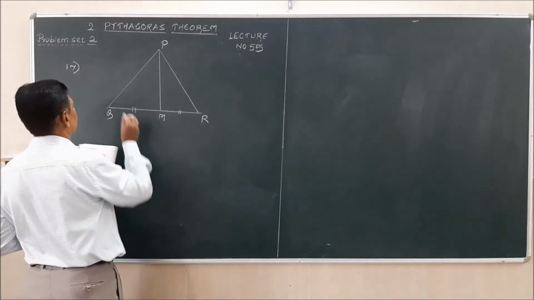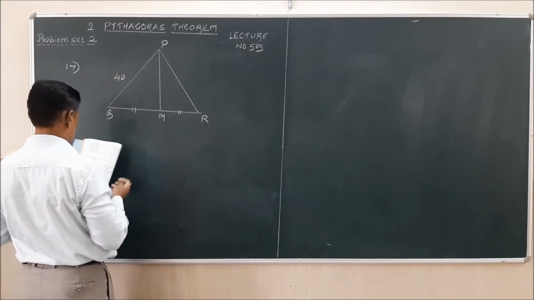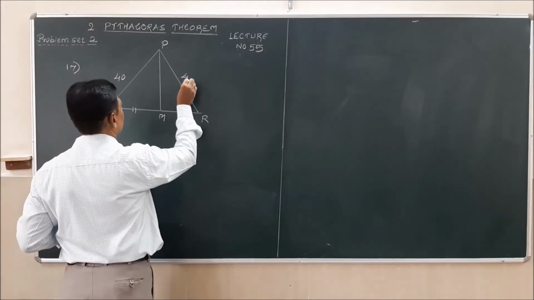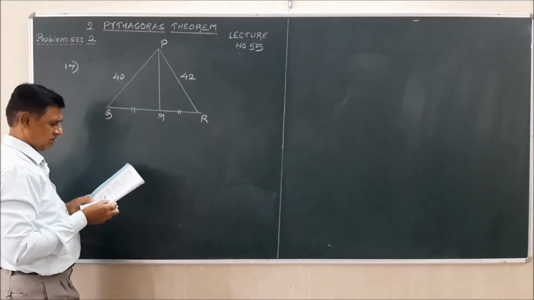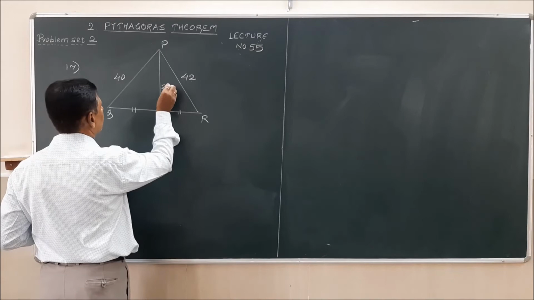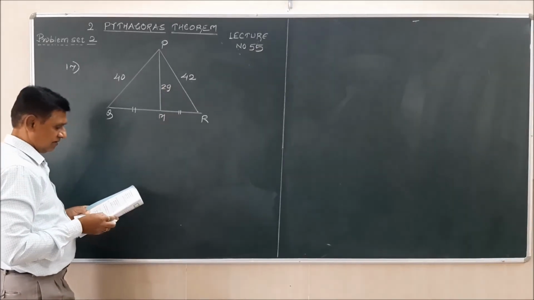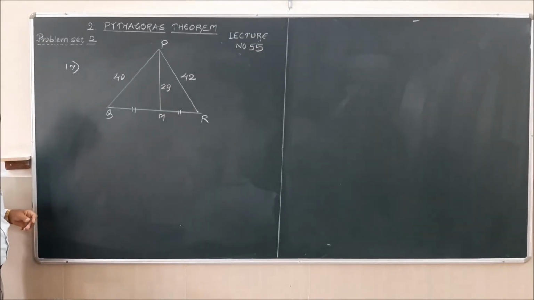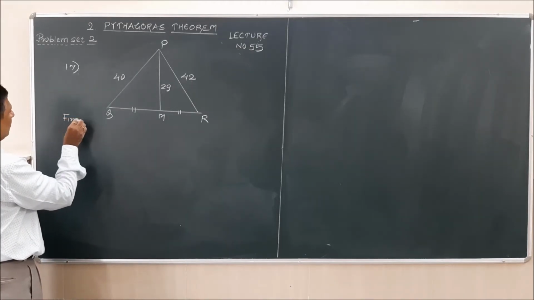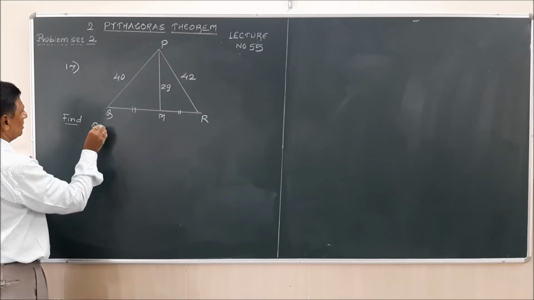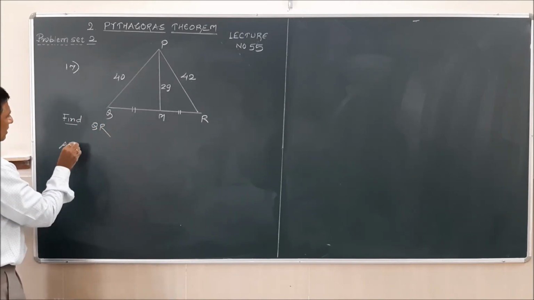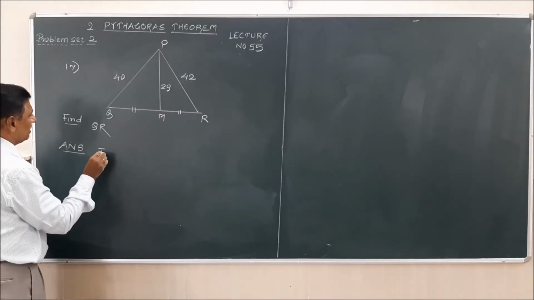PQ is 40. Fine, very good. Next to that, PR is 42. PM is 29. Big numbers are here. Find out QR. Find QR. So it's simple, but only big numbers are there.